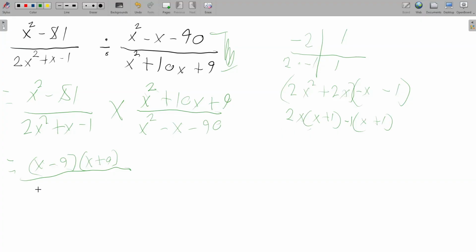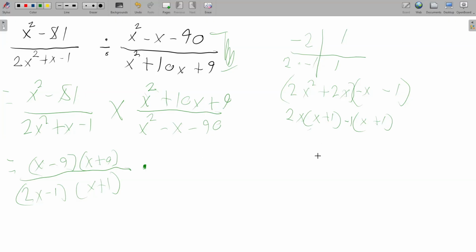Okay, so now our two things on the bottom here after we factored would be 2x minus 1 and x plus 1, right? And we're still not done because we have this side to do. And I'll rewrite the multiplication symbol.